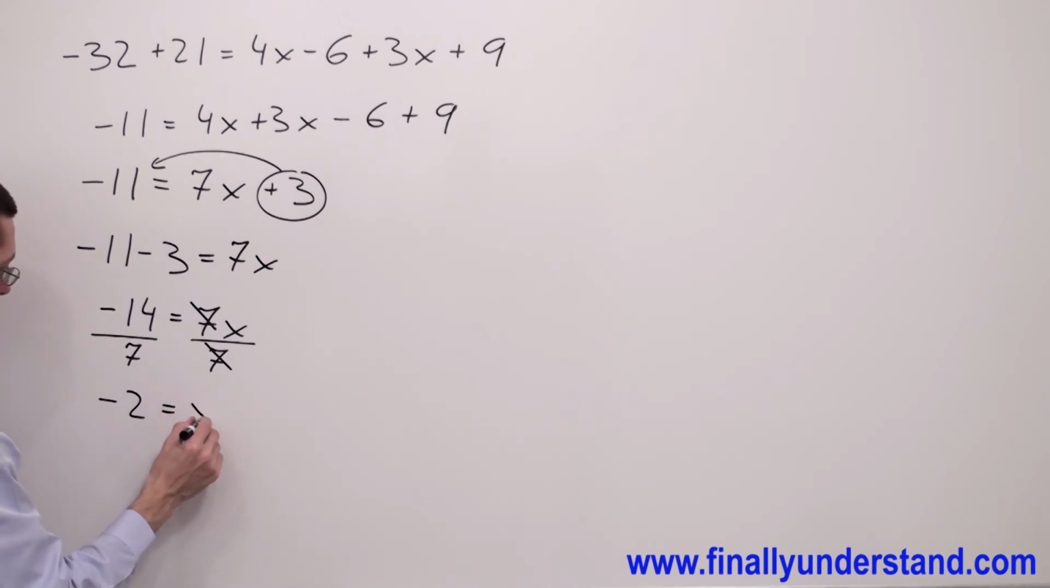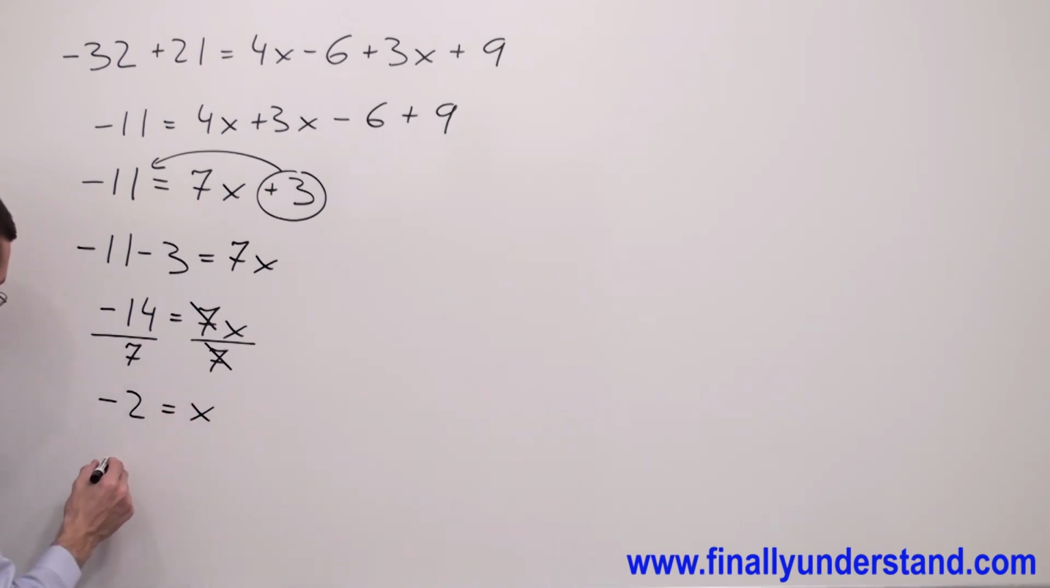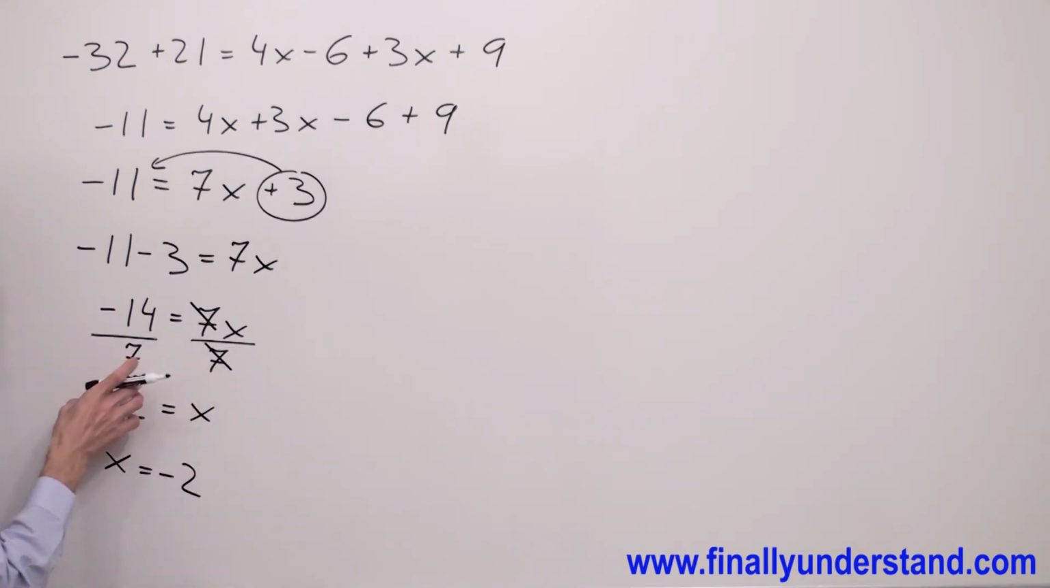Everything is equal to x. Okay, in order to make this answer look more familiar, I'm going to write x on the left side. x is equal to minus 2. Remember, anytime you move everything from the right side to the left and everything from the left side to the right, you're supposed to keep the same signs. x is equal to negative 2.